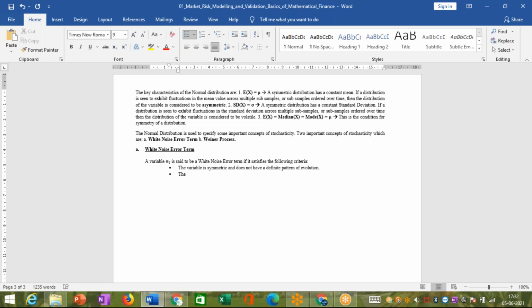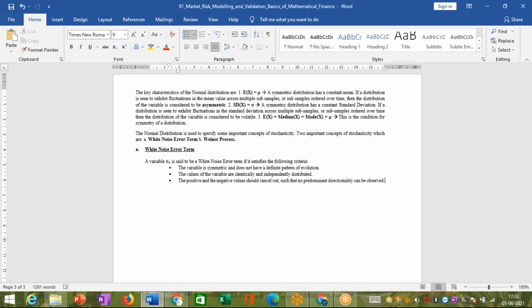The next is the values of the variable are identically and independently distributed. And finally, the positive and the negative values should cancel out, such that no predominant directionality can be observed.